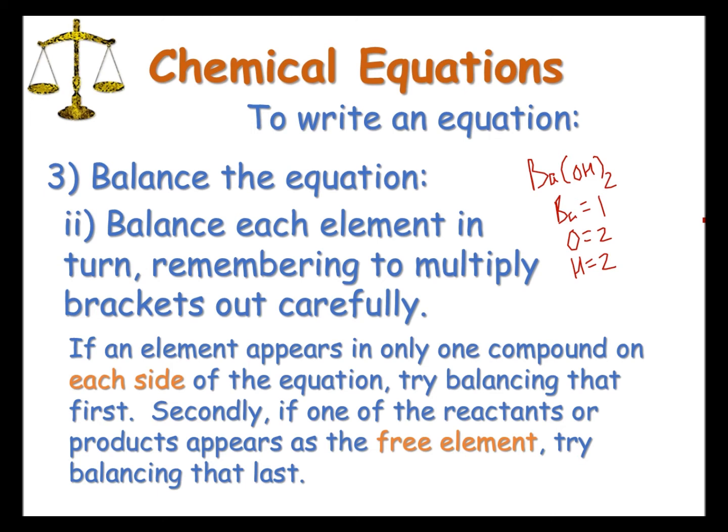So, just as a planning, like a strategy thing for balancing, be aware that if you have an element that's only in one compound on one side, and then it's alone on the other side, go ahead and balance that first. If it was in 2 compounds, for example, if I had CO2 and H2O, notice oxygen is in both of these, then I would want to deal with that oxygen after dealing with one of these that's in only one compound. Okay. So then, if the reactants or products appear as a free element, so for example, I then have oxygen alone out here, you can balance the oxygen last.